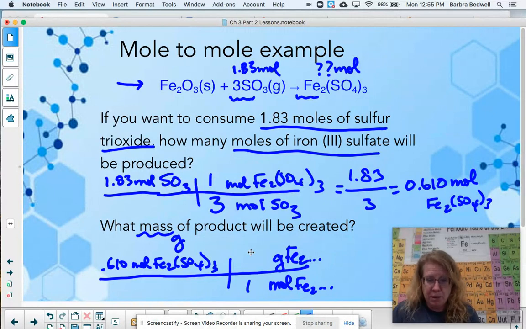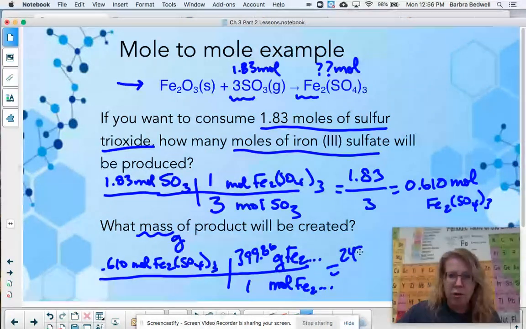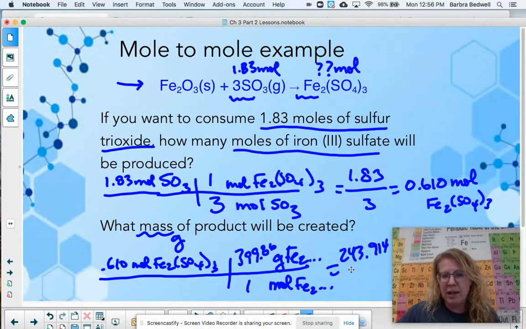55.84 times 2, plus we've got 3 sulfurs. Now I'm curious. Yeah, 32.06 is right. Plus 32.06 times 3, plus all of my oxygens. My oxygens are 16 times 12. Yikes. That's a big, heavy thing. 399.86. So with this times 0.610 to give us our final answer, we get a value of 243.914, something like that. So with our 3 sig figs, it'd be 244 grams of product made.